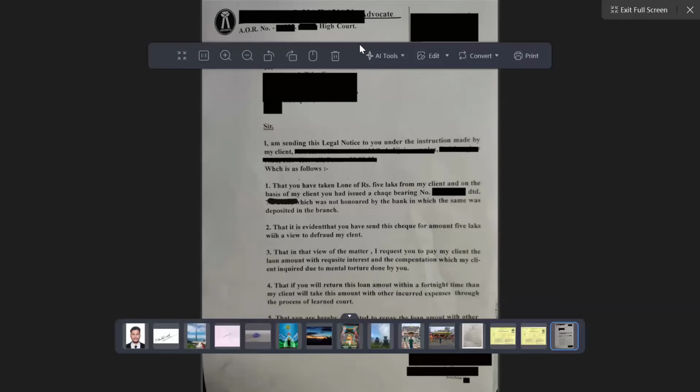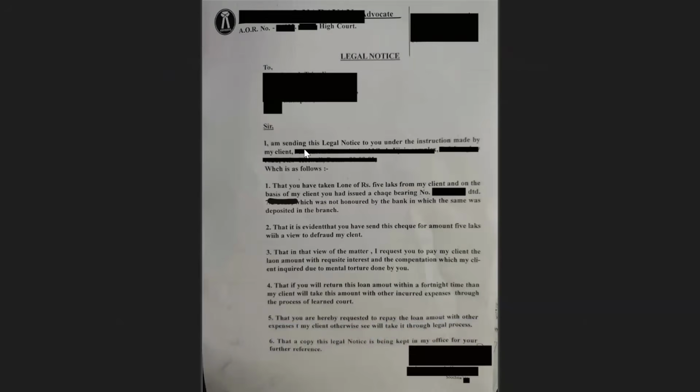Okay, it is written like "To", as I have told you, that you have to write to whom you are sending this legal notice. Then it is written, "Sir, I am sending this legal notice." There is no instruction, there is no subject also. "I am sending this legal notice to you under the instruction made by my client. This is the name, which is as follows."